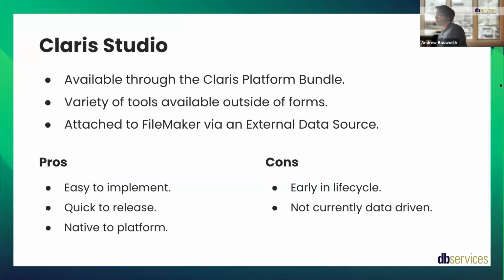So Claris Studio, this is probably the biggest enigma to the people. Some of you may have never even heard of it, but it is available through what's called the Claris Platform Bundle. So the Claris Platform Bundle is a bundle offered with Claris FileMaker, Claris Studio, which is this product, and Claris Connect. It's a three-piece bundle that's available online. So it doesn't come directly with Claris FileMaker. You have to get the specific bundle, but it does come with the other goodies as well.